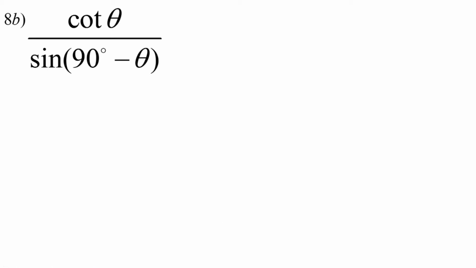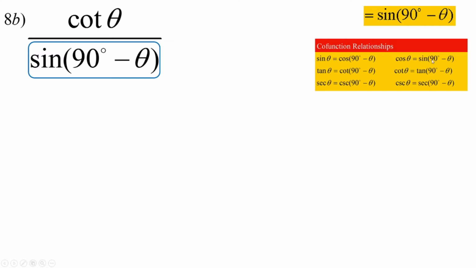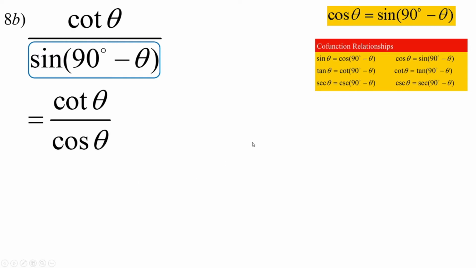Ooh, okay. I see my cofunction relationships right here with these complementary angles. So look at that, sine of 90 minus theta. Cofunction relationships: sine of 90 minus theta is cosine of theta. That is because sine and cosine are nothing more than horizontal translations of 90 degrees of each other. So we can rewrite this sine of 90 minus theta as that cosine of theta. So we're going to get cotangent of theta over cosine of theta.